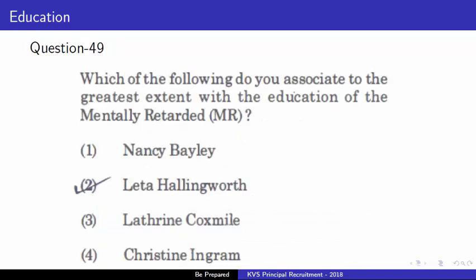Next question is, which of the following do you associate to the greatest extent with the education of the mentally retarded? Options are number 1, Nancy Bailey. Second option is Leta Hollingworth. Third option is Catherine Cox Miles, and the last option is Christine Ingram. Right answer is option 4th, that is Christine Ingram.